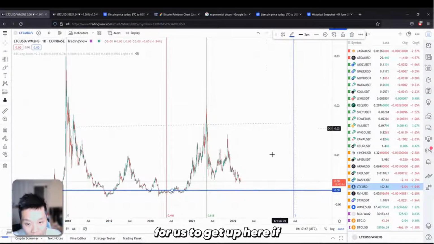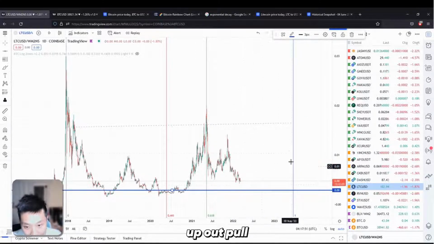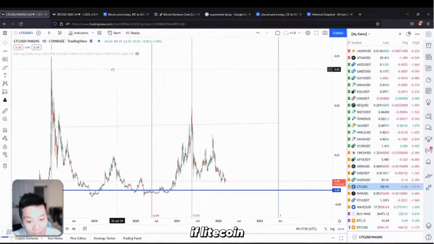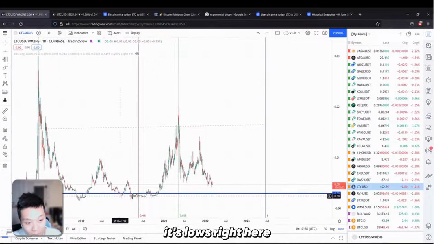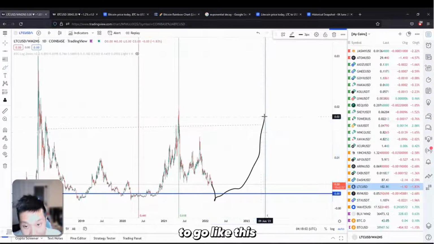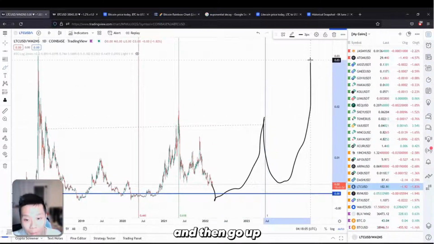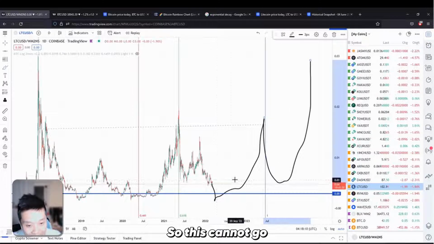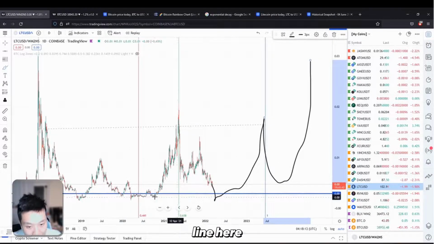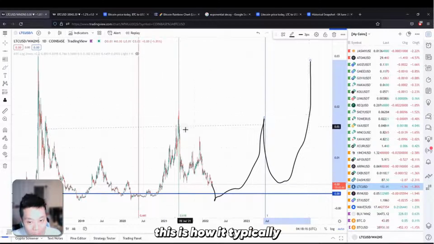In order for us to get up here, if we go down to this point, then essentially you would have to climb up, pull back again, and then reclimb all the way again. So if Litecoin goes down to its lows right here, essentially you would have to go like this, pull back, and then go up. So this has to form a higher low. Do you get what I'm trying to get at? So this cannot go lower than this blue line here. And given this formation, this is how it typically plays out.